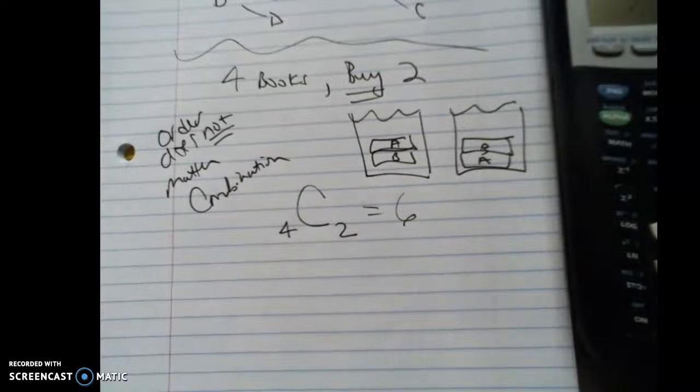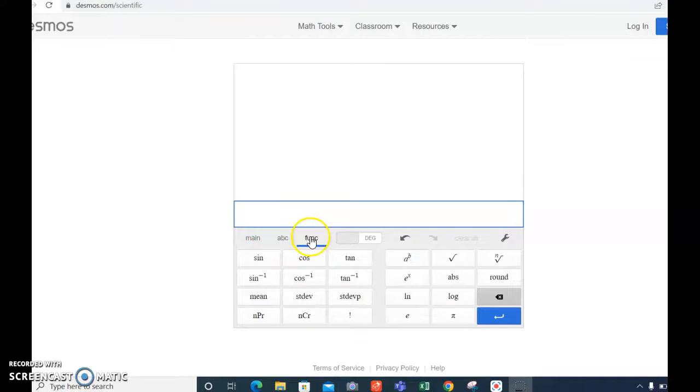Okay, again, I could do that on Desmos, so let me go there. On Desmos, I'm going to go to functions. This is a combination because order does not matter, and I have 4 books, comma, and I'm choosing 2. So again, a little bit different order, but notice it also gives me 6.